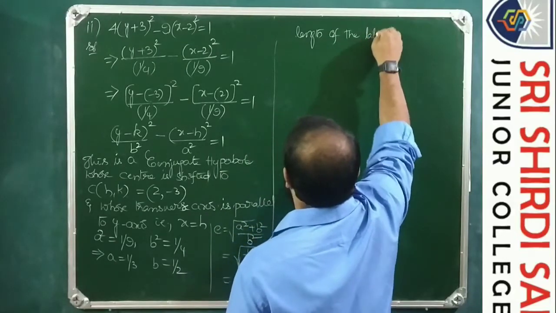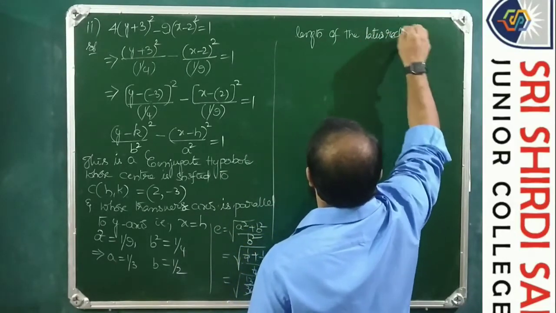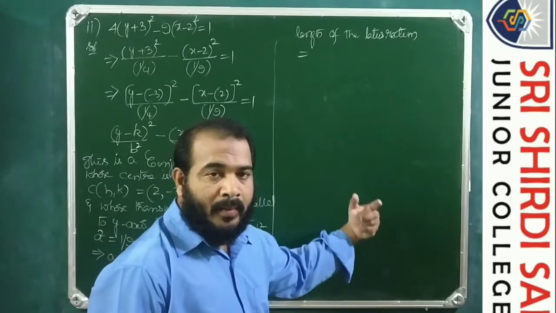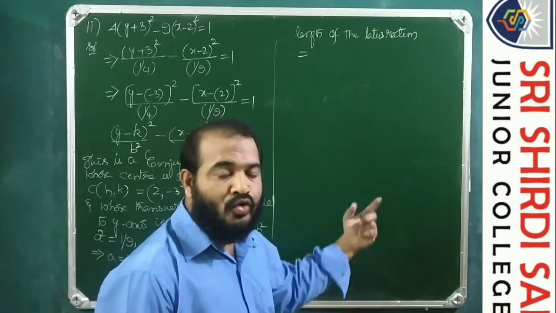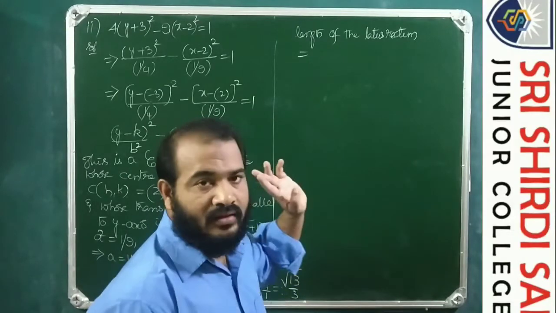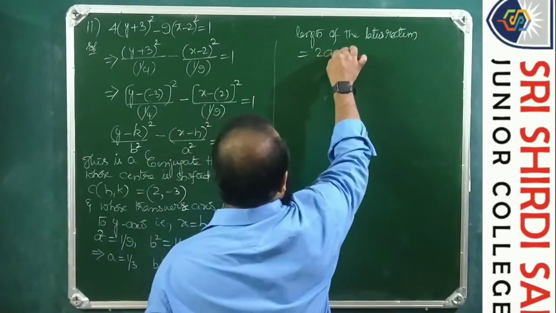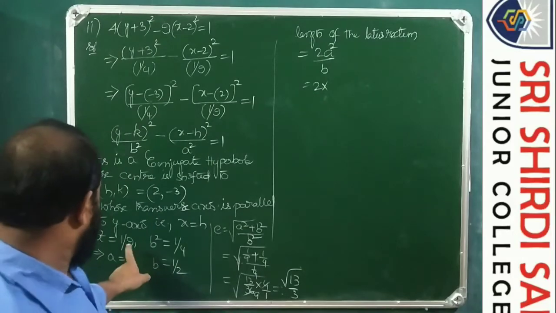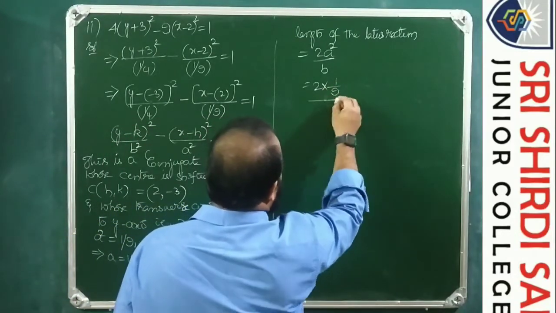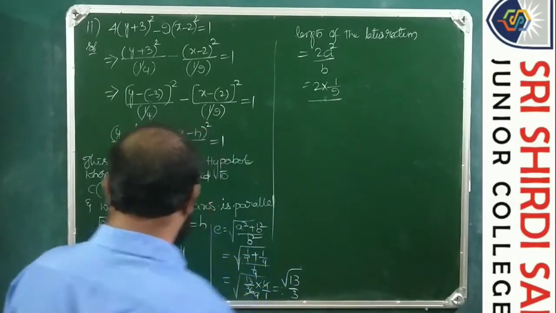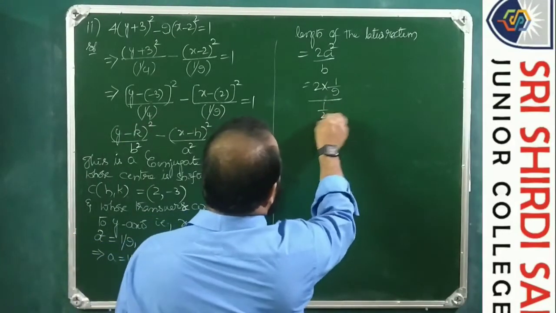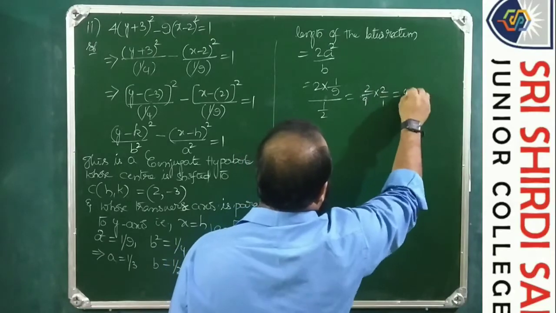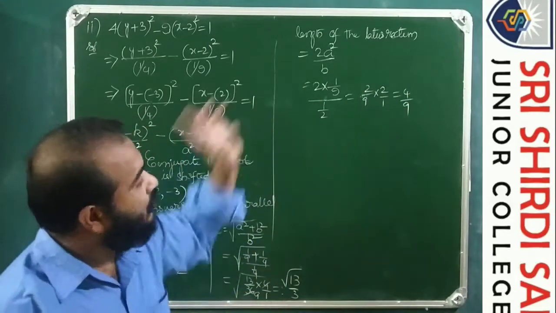Length of the latus rectum for the hyperbola x square by a square plus or minus y square by b square equals 1 is 2b square by a. But for the conjugate hyperbola, it is 2a square by b. So 2 into a square is 1 by 9, by b is 1 by 2. So this is 2 by 9, 2 into 1, so 4 by 9. So this is the length of the latus rectum.